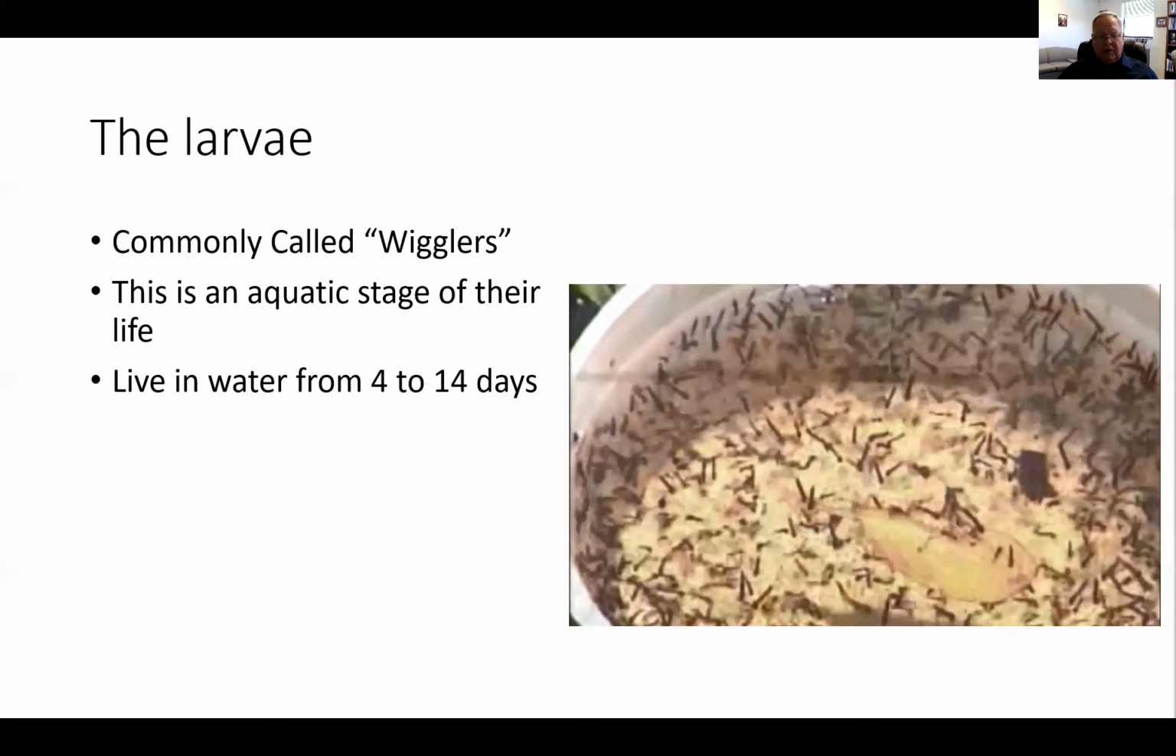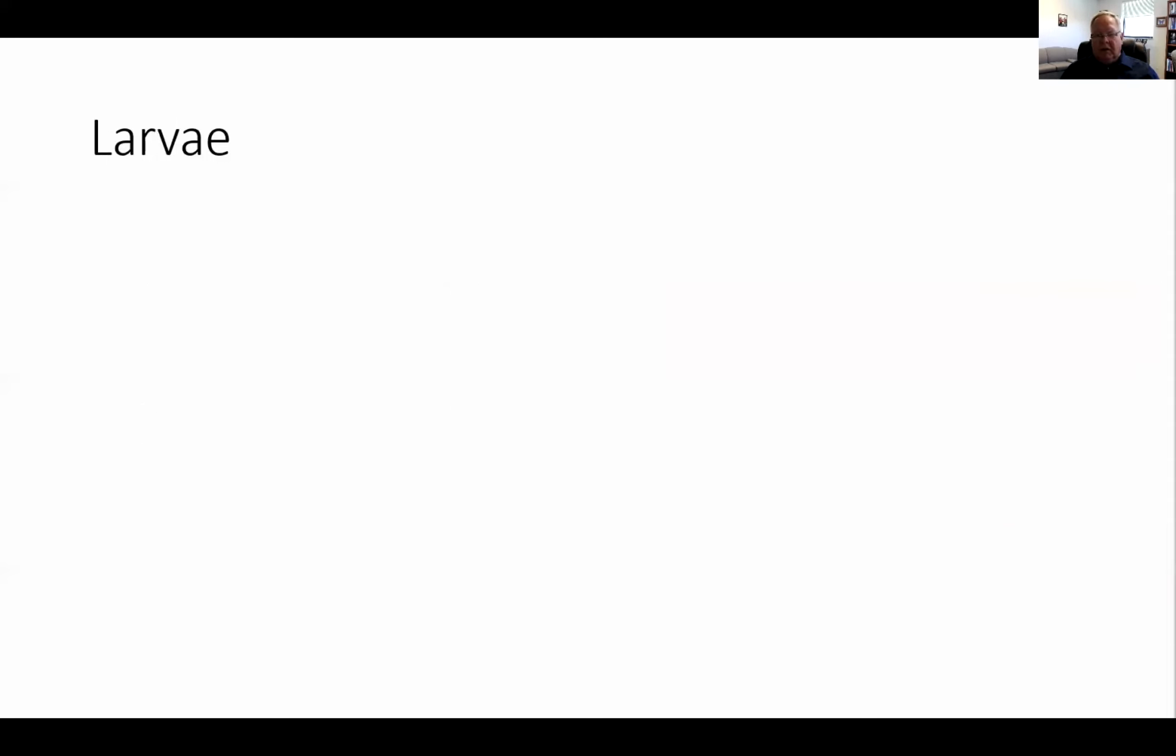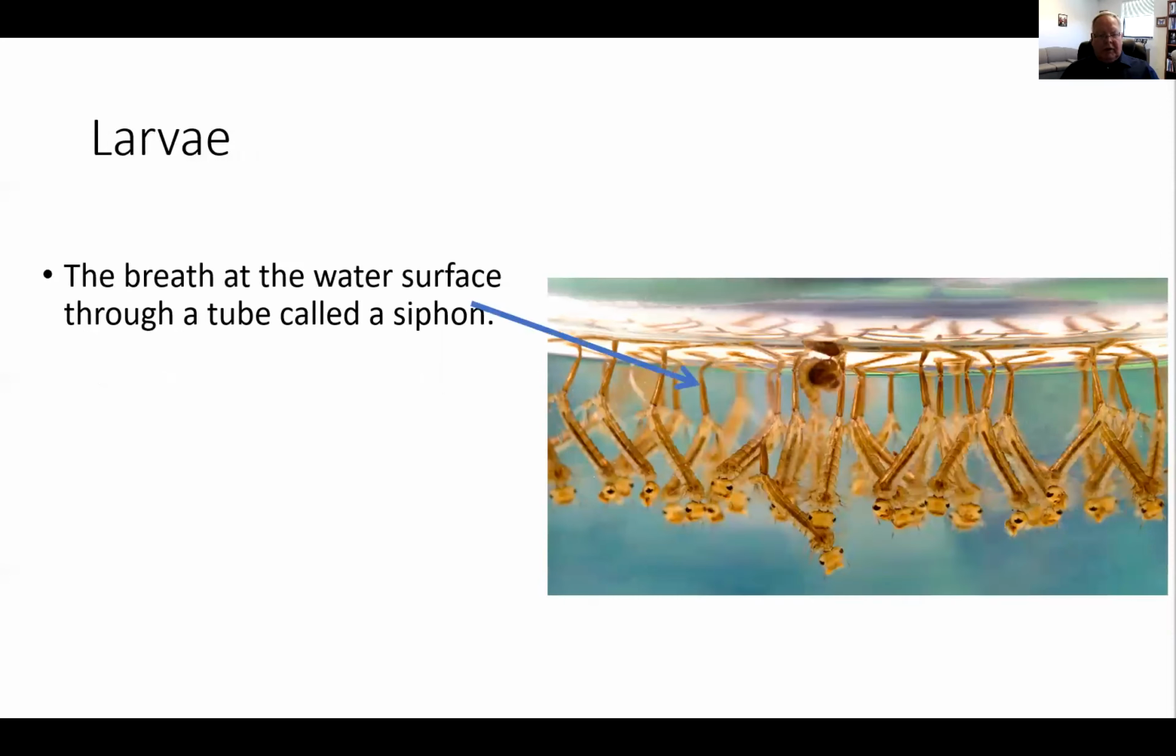So when we get into our hot summer days, these mosquitoes are usually going from an egg to an adult in about 72 hours, some of them at least. They constantly feed on algae, plankton, fungus, bacteria, and other microorganisms that are there in the water. The larvae actually breathe through a tube called a siphon that goes through the surface of the water. And you can see that picture of the siphon sticking up there at the top.